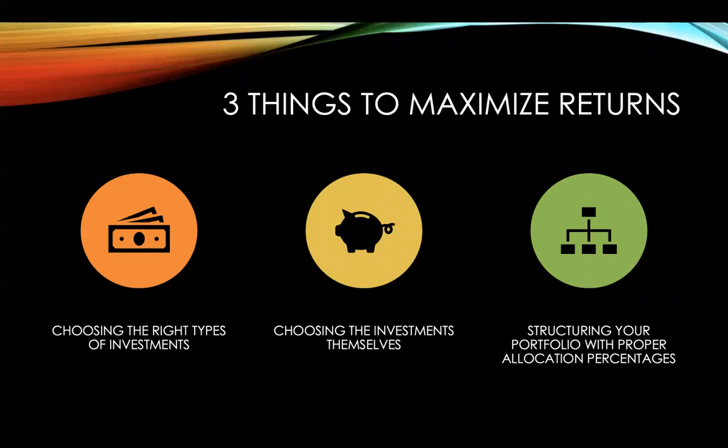The first thing is choosing the right types of investments. Before we choose the actual investment itself, we need to choose the type of investment that we're looking at entering into, and we'll talk about that in the next slide, the way that you're investing into these different things. Second is choosing the investments themselves. This is where you're choosing something specific, like I'm going to actually buy Bitcoin, or I'm going to actually buy Ethereum, or things like that. And last but not least, we are talking about structuring your portfolio to allocate your capital in different percentages. We'll talk about different strategies for that as well.